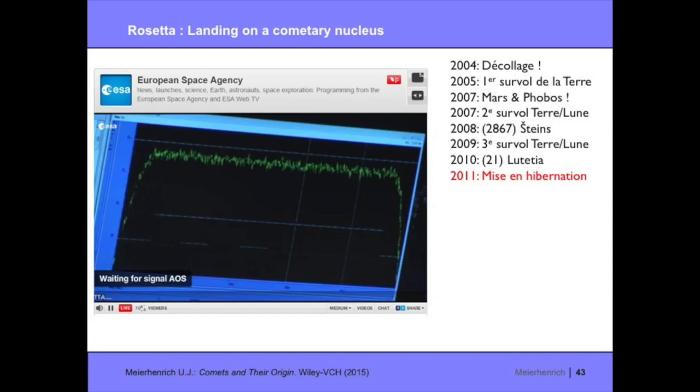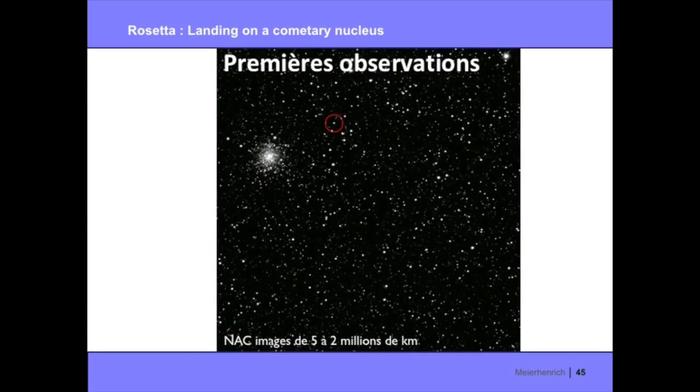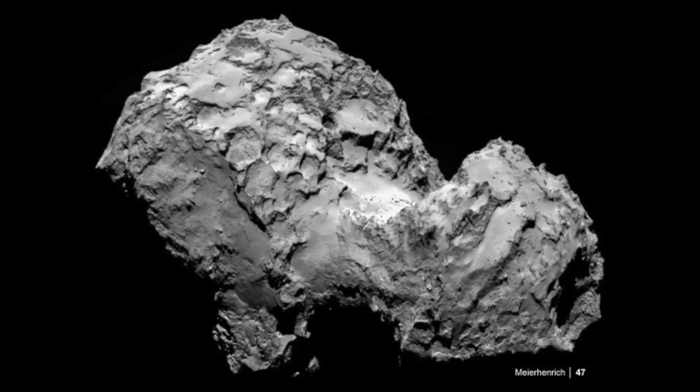Then the Rosetta probe was put into hibernation in 2011. At the beginning of 2014 it woke up. And here you see the first images of the cometary nucleus taken from the Rosetta spacecraft. This was in July 2014. You have the nucleus of Churyumov-Gerasimenko rotating. If there is a 3D image, I put on 3D glasses here, so you will recognize.